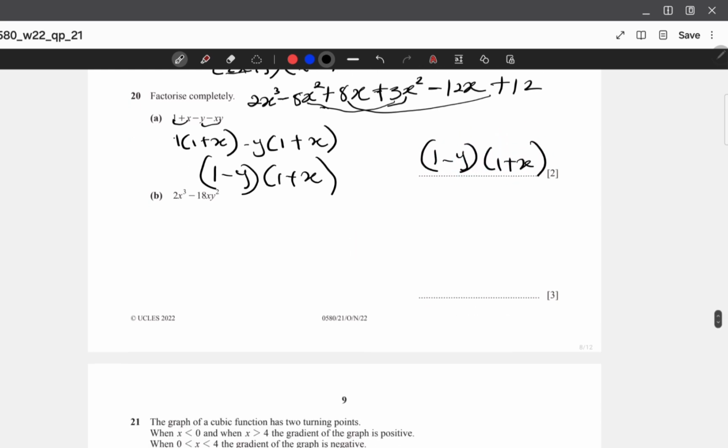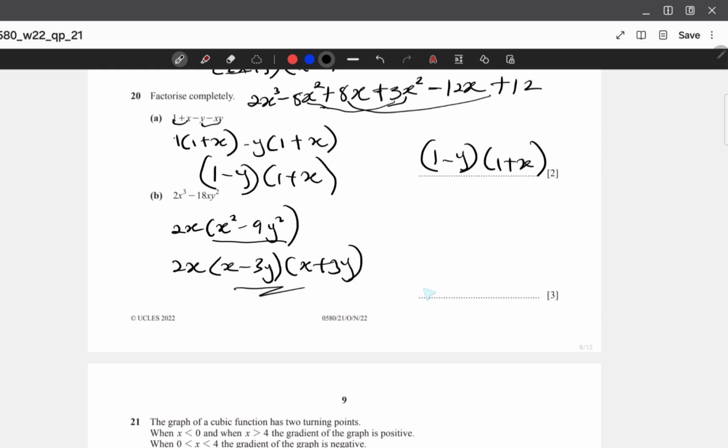Simple as that. For this one, we have 2x. We can factorize 2x out, so we're left with what? x square minus 9y square. So that will be 2x. This is difference of 2 squares, bracket x minus 3y bracket x plus 3y, and that's our answer.